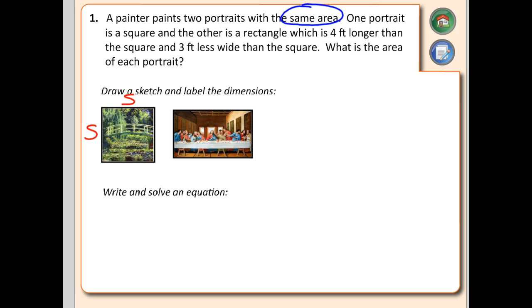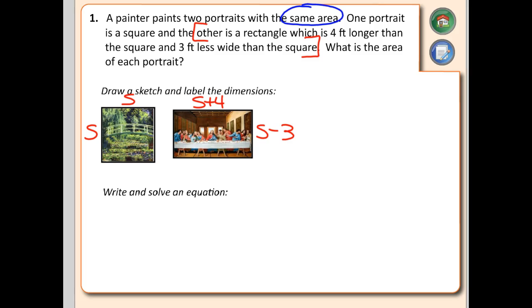Now, let's look at our rectangle. It says one portrait is a square and the other is a rectangle, which is 4 feet longer than the square. So if the square is s, this is going to be 4 feet longer, so that would be s plus 4. And then it's 3 feet less wide than the square. So if the square is s, then this is going to be s minus 3. Makes sense. So you've got to be able to go through and be a good detective, find those clues, and decipher what the words are saying. Now, the question is, what is the area of each?